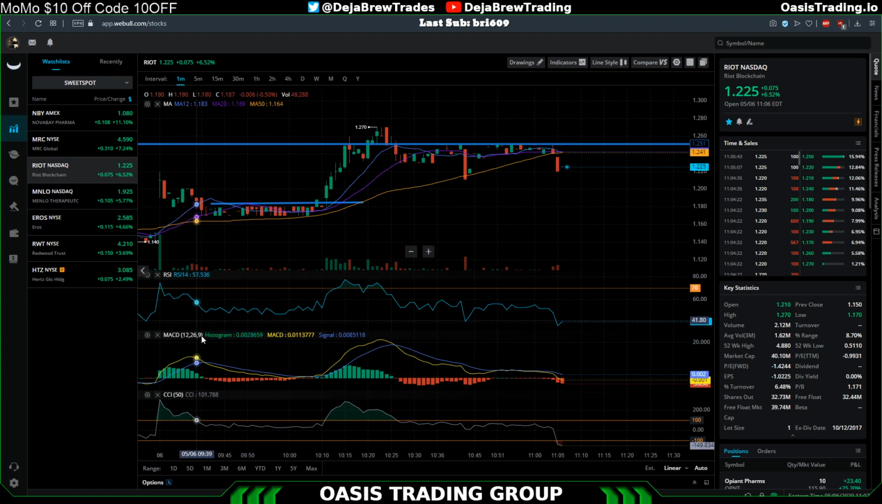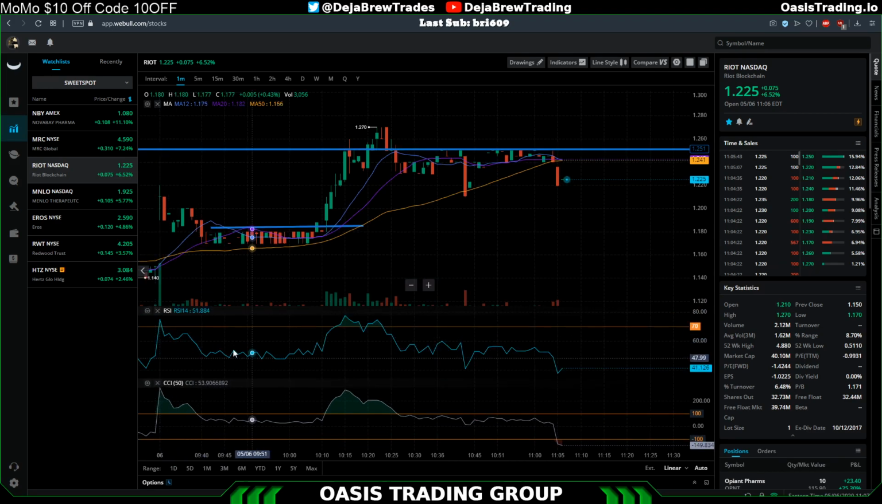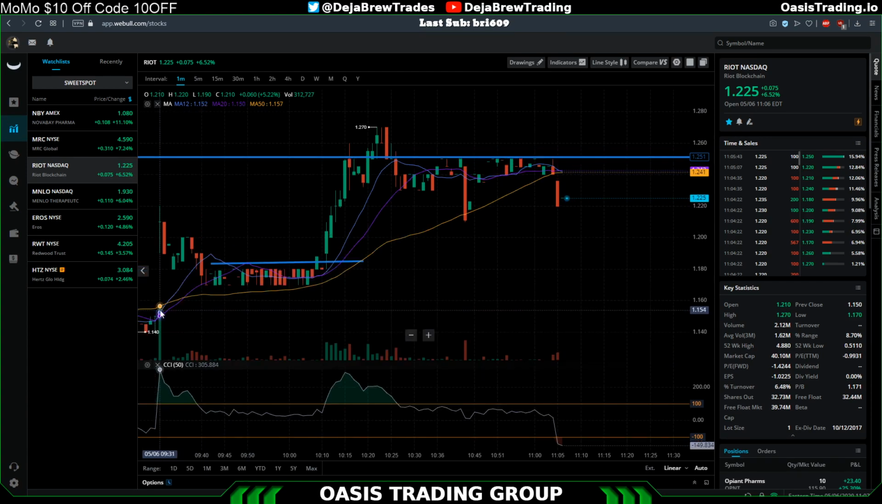So yeah, if you were looking at this for this short-term strategy, you really wouldn't be looking at the MACD. You could use the RSI, but CCI would be much more helpful.